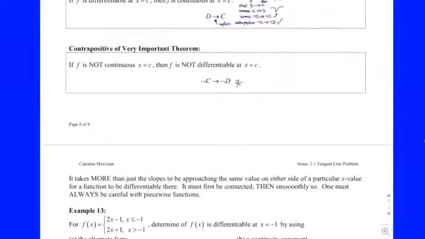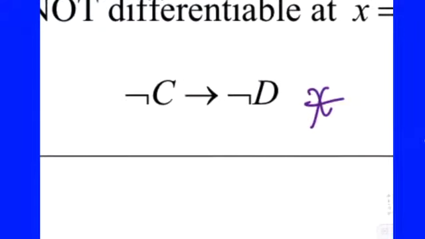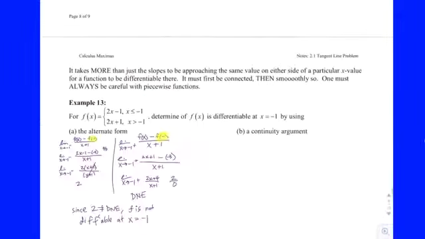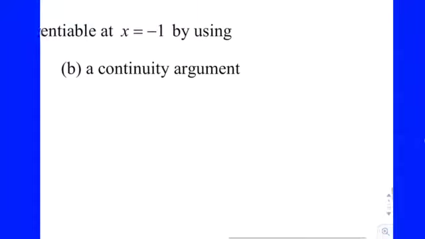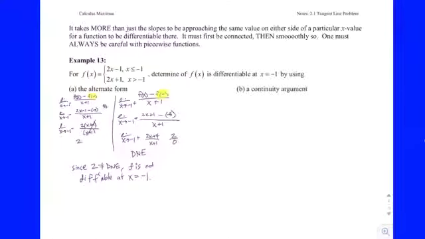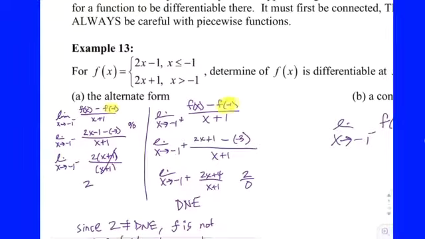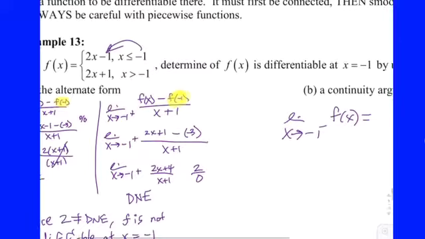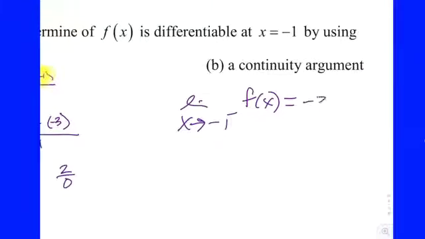In order to be differentiable, it must first be what? Continuous. So let's go ahead and check that first then, using the continuity argument. We'll take the limit as x goes to negative 1 from the left, this time of the function, not of the difference quotient. And I'm not going to go ahead and write the piece in there, but we know how to do that. That's going to be negative 2 minus 1. We get negative 3, which happens to also equal f of negative 1.